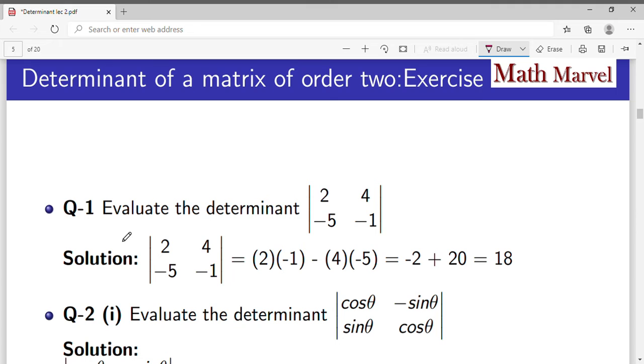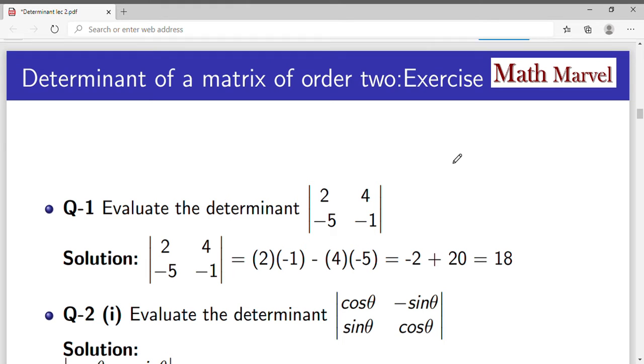After the discussion on how to evaluate the determinant of order 2 by 2, let me discuss the examples of 2 by 2 determinants from exercise number 4.1.